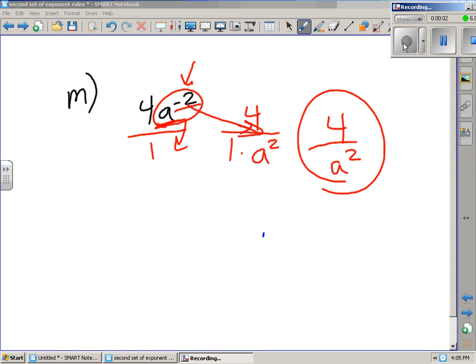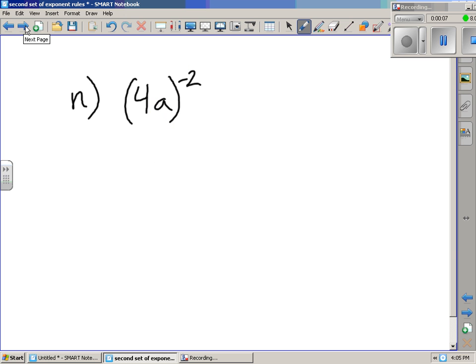All right, we are starting where we left off. We just finished m's. We're going to move on to letter n. In n, we're doing a problem that's very similar to m, but in this case, the -2 is directly beside a set of parentheses. So the -2 goes to the entire set of parentheses. So the -2 goes to the 4, and the -2 goes to a.